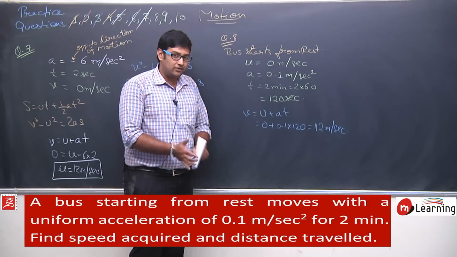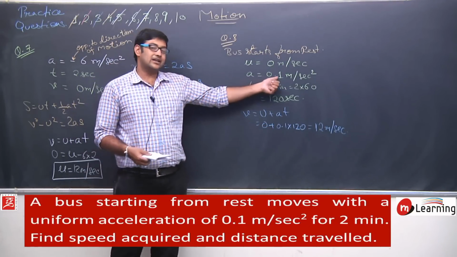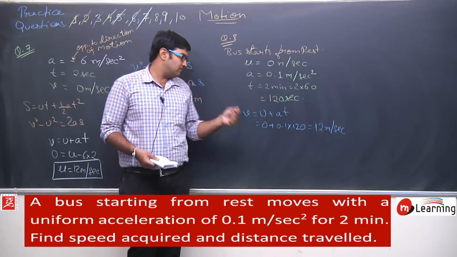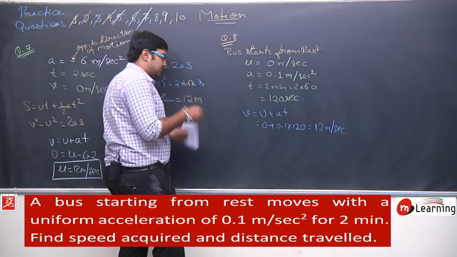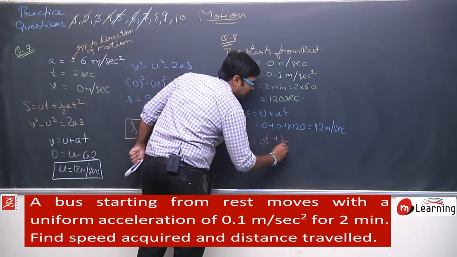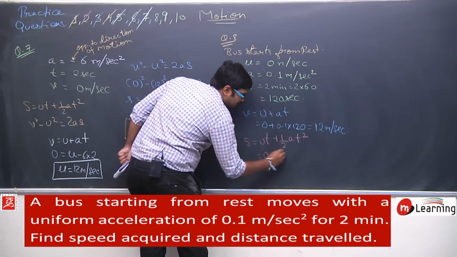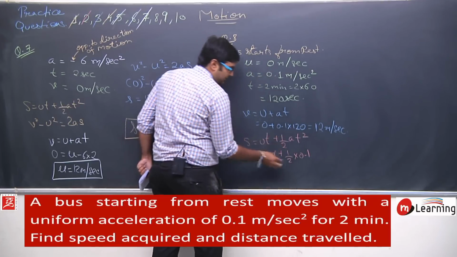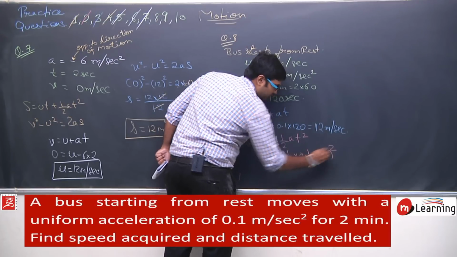So after traveling for 120 seconds at this acceleration of 0.1 meters per second square, the bus finally achieves a velocity of 12 meters per second. Now to calculate the distance travelled, we can apply s is equal to ut plus half at square. So u is 0 into time t, plus half into acceleration 0.1 and time, let's write the time, it is 120 square.